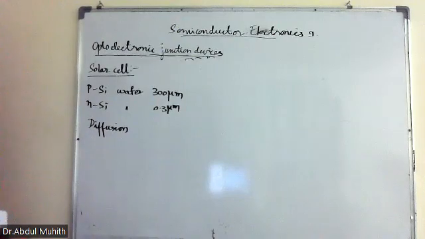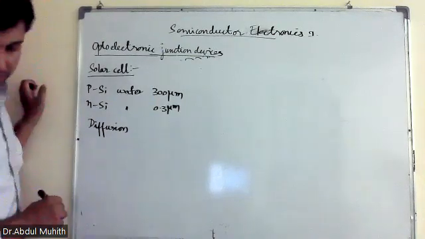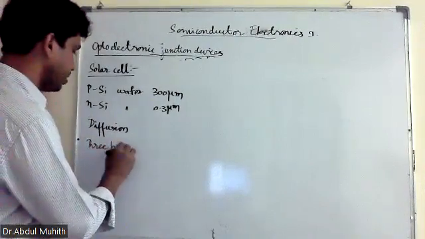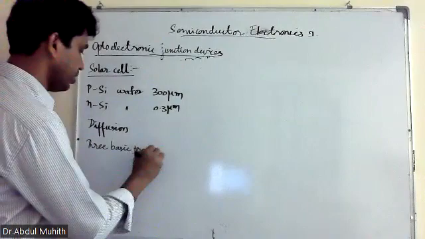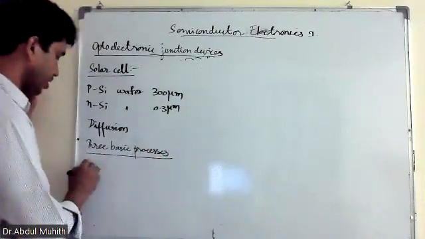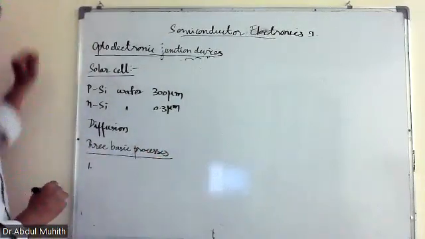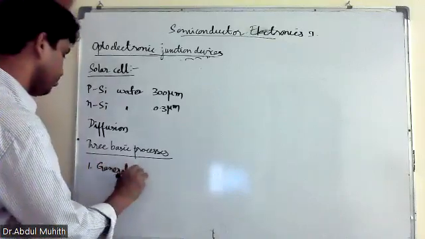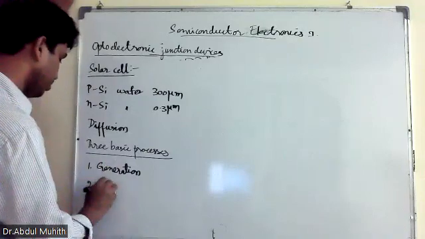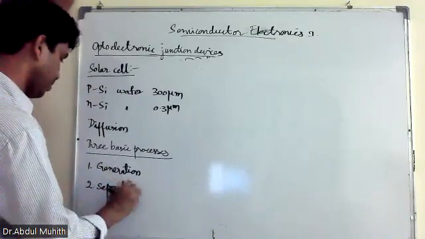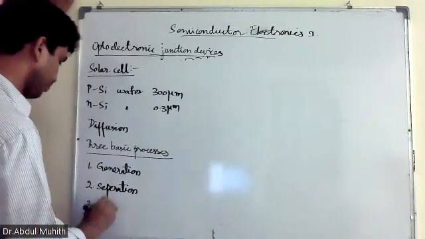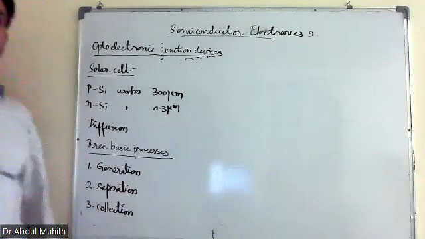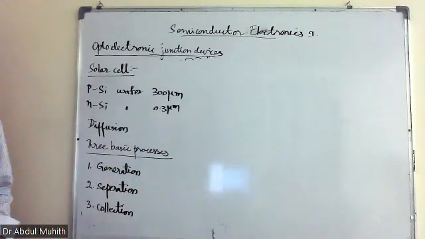Now there are three important parts of this one. Three basic processes are involved here. What are they? Number one, generation. Number two, separation. Number three, collection. Okay, these are the three points: generation, separation, and collection.